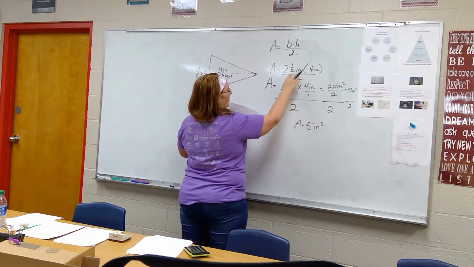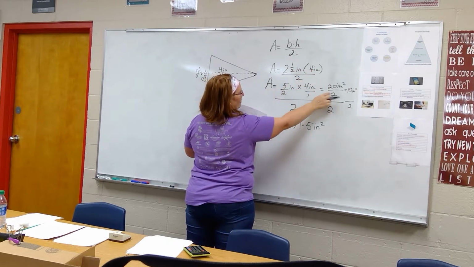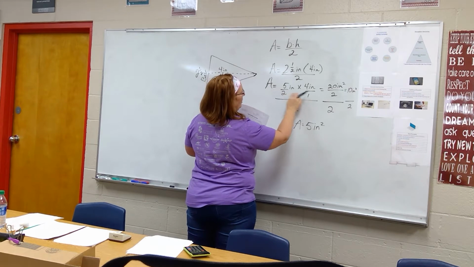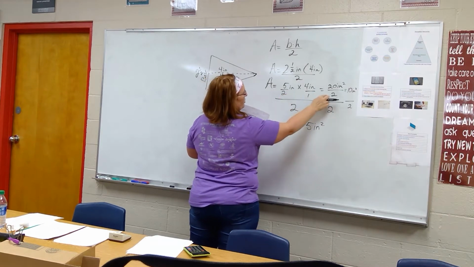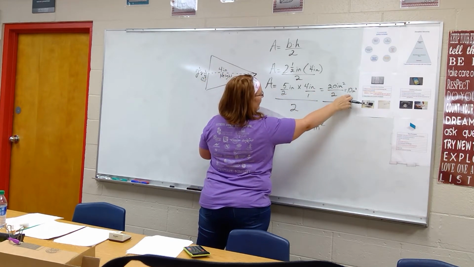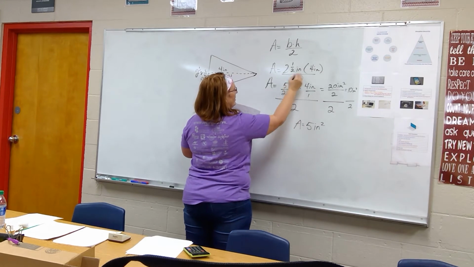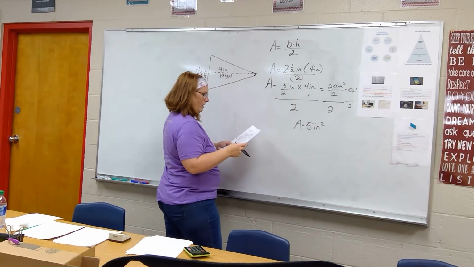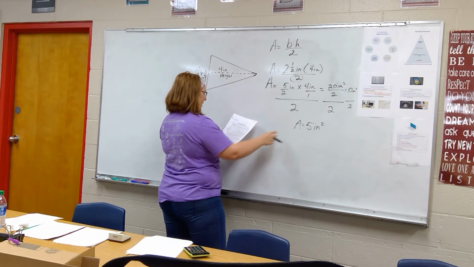So whenever you multiply 2½ inches times 4, that gave you 20 inches squared over 2, because it was a fraction. 20 divided by 2 is 10 inches. Then I'm finally using this divided by 2. 10 divided by 2 is 5 inches squared. So that's your total area.